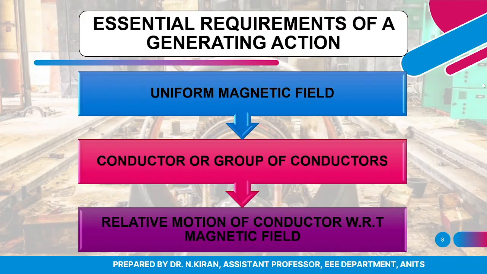Therefore, the three main essential requirements for a generating action are: the first one is a uniform magnetic field. The second one, we should have a conductor or a group of conductors. And the third requirement is there should be relative motion between the conductor and the magnetic field. So these are the three basic essential requirements for generating action.